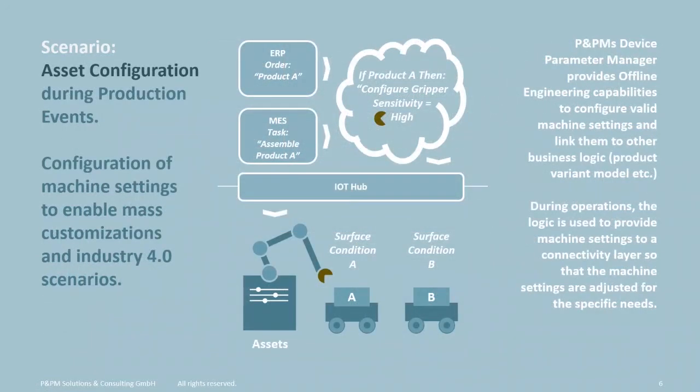Another scenario is asset configuration during production events. Again, P&PM's Device Parameter Manager provides offline engineering capabilities to configure valid machine settings and link them to other business logic. Again, for instance, the product variant model. During operations, the logic is used to provide machine settings to a connectivity layer so that the machine settings are adjusted for the specific needs.